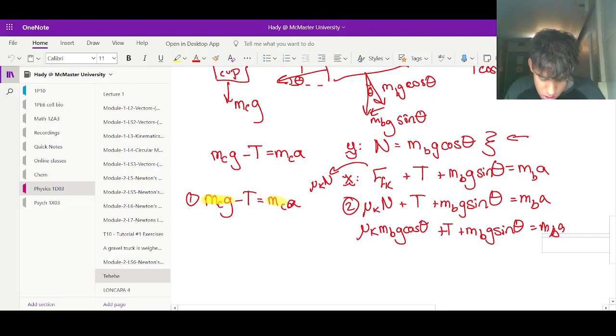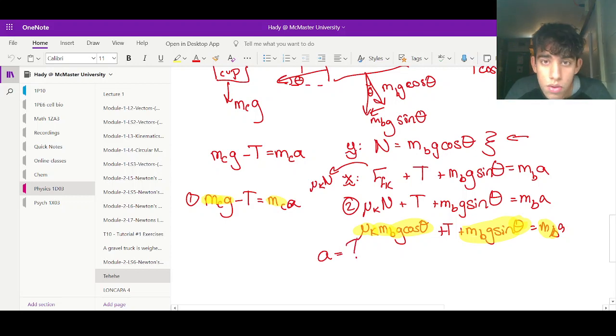We know, in this equation, we know what mu k is. They gave us that. We know what mb is, we know what g is, and we know what cosine theta is. We also know all of that, and we know mb. So what are we left with? 2 equations and 2 unknowns. You can solve this by any method you really want, and you'll end up with your a. So your a is equal to whatever.